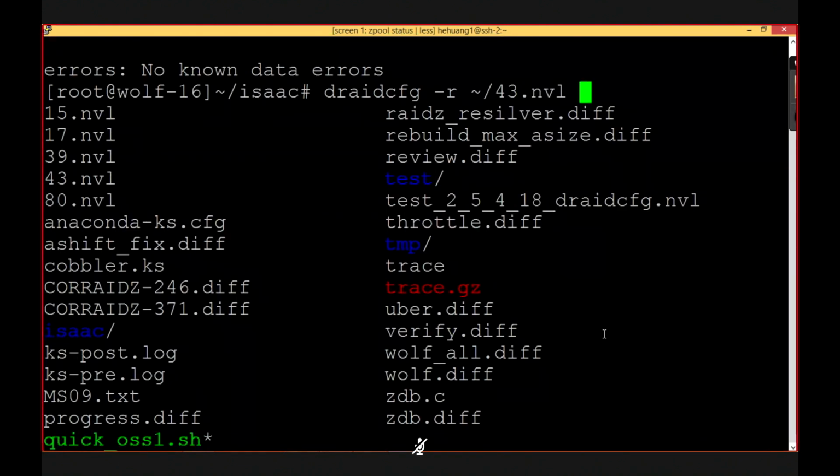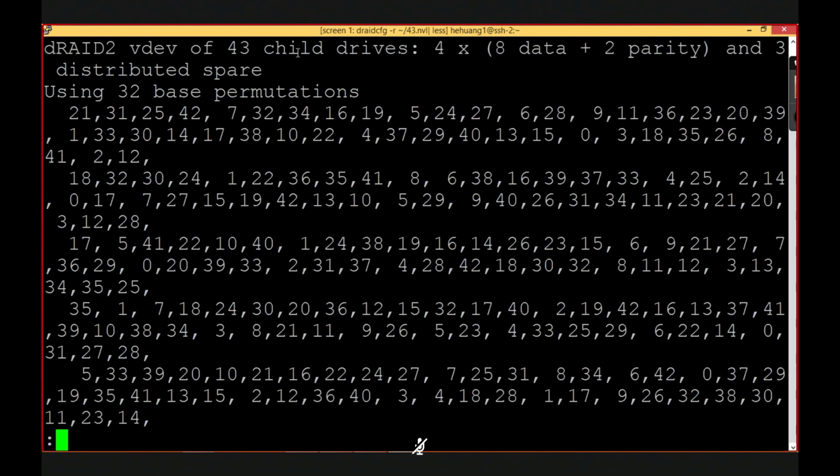For example, in this case, the pool was created from this configuration file, which contains the permutations we use. So if we look at the contents of this one, by the way, this is also saved on the disk labels on all the drives. So we can see that there are 4 parity groups. Each one has 8 data drives, and there are 3 distributed spares. So yes, this interface may change in the future, but there's going to be something to show you that.